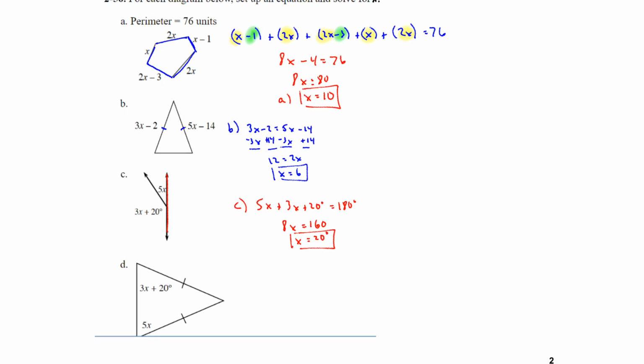And then on the last one, D, we can see that once again we have the markings here to indicate that this is an isosceles triangle. So we know that the angles are congruent, which means their measures are equal. So 3x plus 20 degrees is equal to 5x. Subtract 3x to get 2x, divide by 2. And x is equal to 10 degrees.